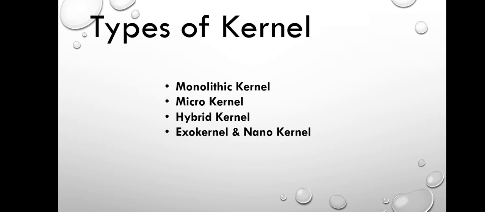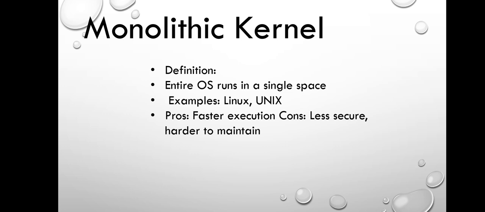Next we see types of kernel. There are 5 types: monolithic kernel, microkernel, hybrid kernel, exokernel and nanokernel. Next we see monolithic kernel. It is nothing but the entire OS runs in a single space. Linux and Unix are examples of monolithic kernel. Main advantage of monolithic kernel: faster execution. Disadvantages: less secure, harder to maintain.